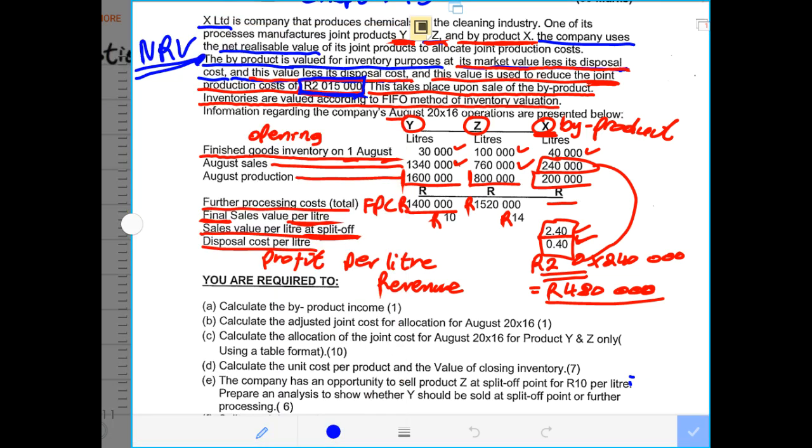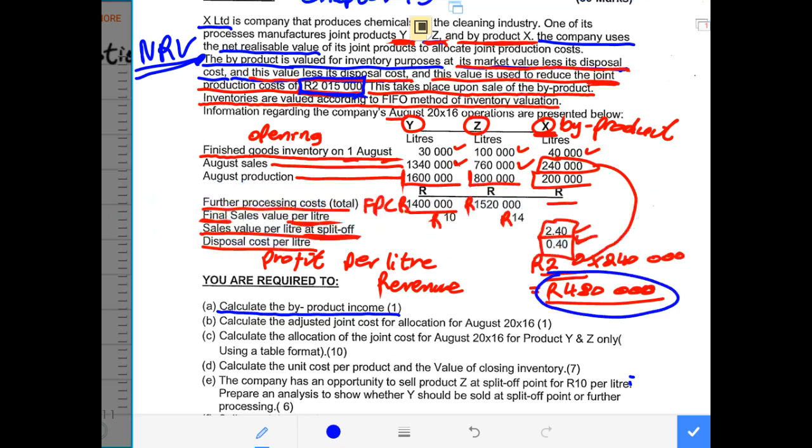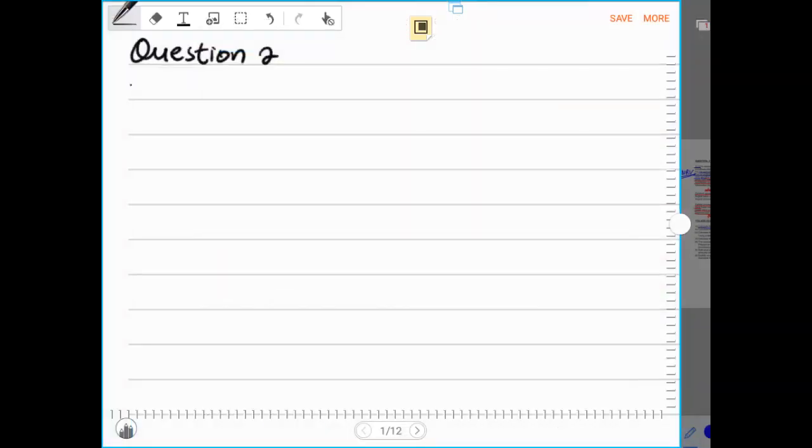So now we have read and analyzed all the information so far. From here we can go straight to the requirements of question 1 and see what we are required to do. It says calculate the byproduct income. We have already calculated that the byproduct income will be 480,000 rands, but we can just do that for formality.